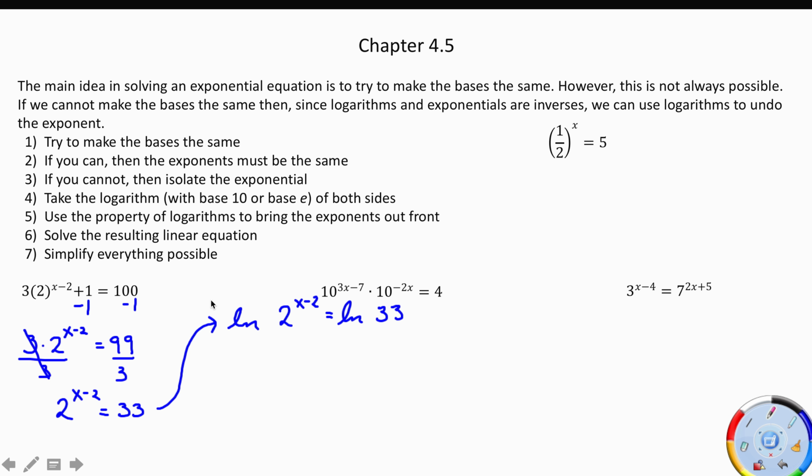Then the property allows me to bring that exponent out to the front. And after that, it's a linear equation. The only variable I have is an x to the 1st power. Okay, so let's distribute and get rid of those parentheses so that I can get that x all by itself. I got to break it out of those parentheses.